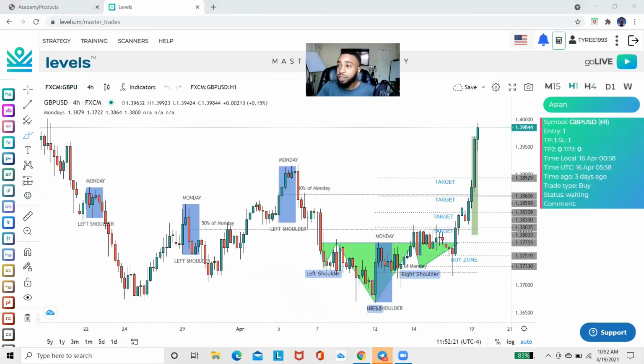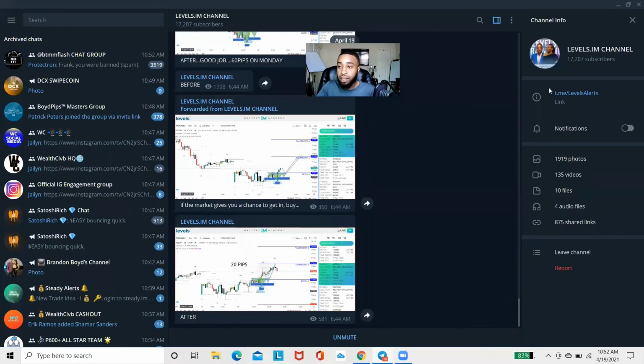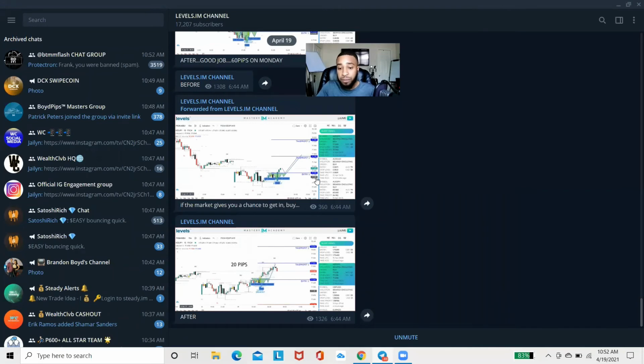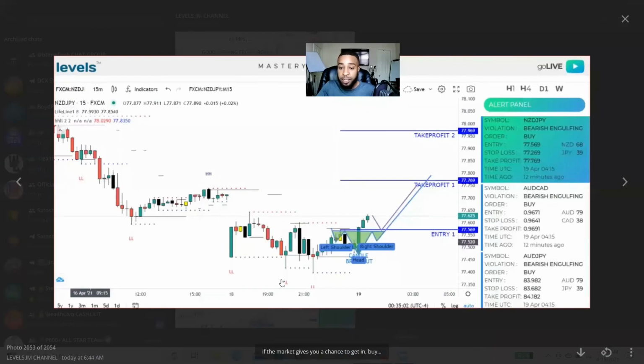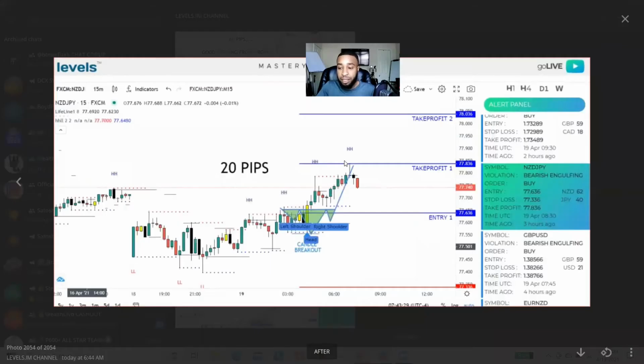So what I actually want to show you guys is the level scanner. Okay, so this right here that I currently have on my screen, this is what the level scanner actually looks like, guys. What I want you to focus on is that this is going to be him giving you the before and after, right? So the before of NZD-JPY and then the after of NZD-JPY.